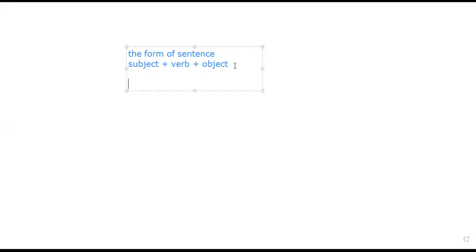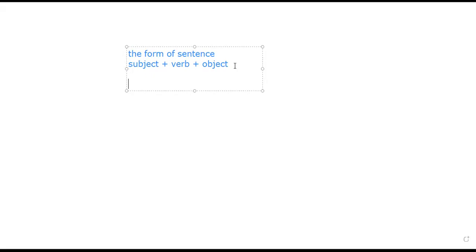Okay, the form of a sentence will be subject plus verb plus object. The subject is someone who does something. The verb is the action. The object is something you do. Is it important to write the subject? Can you write it in your notebook?